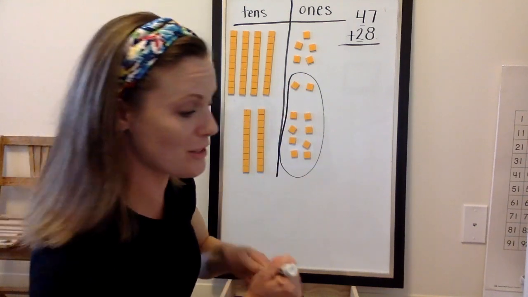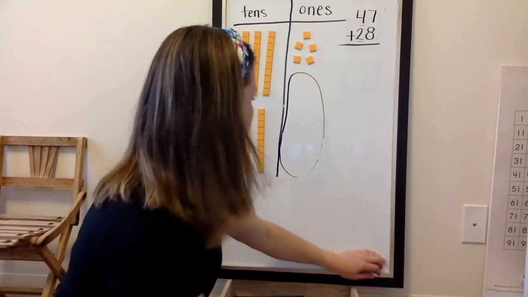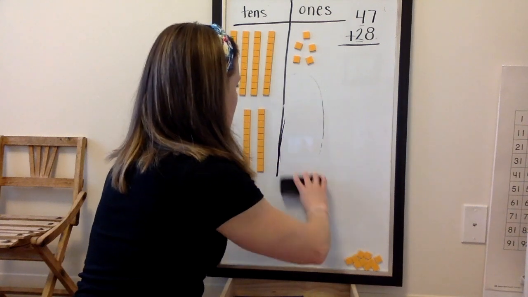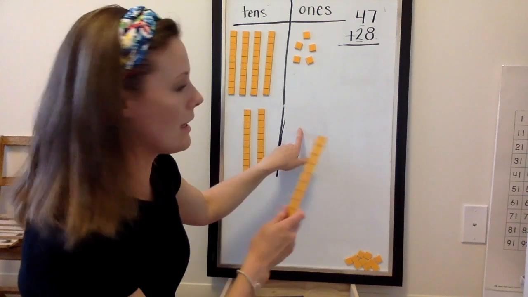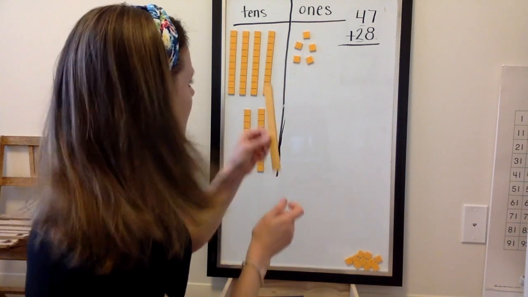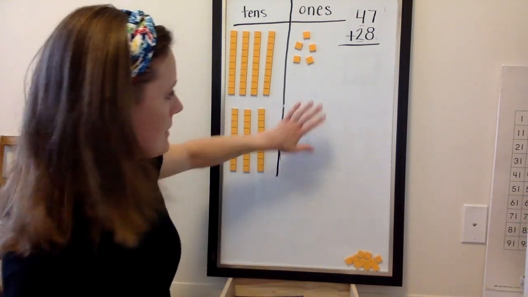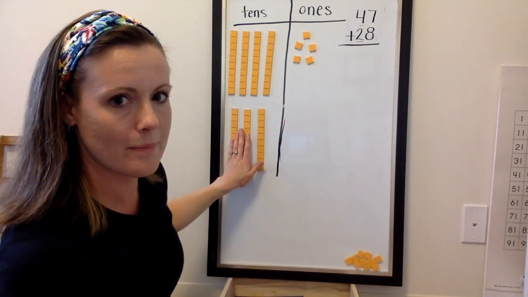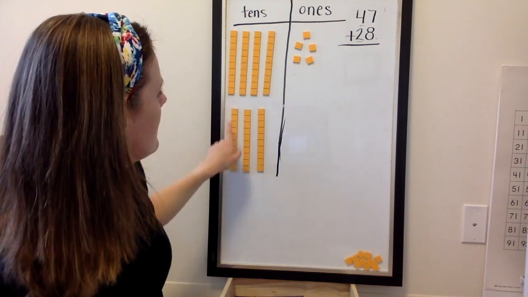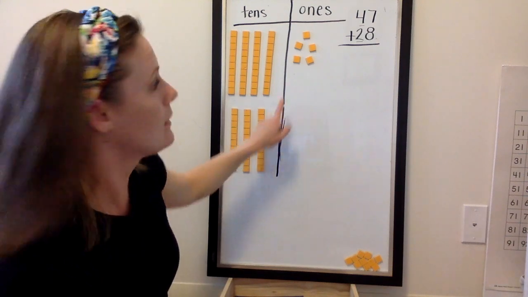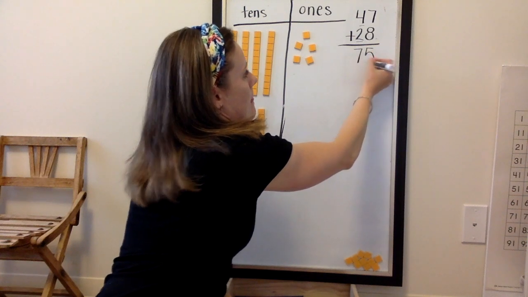and what I get to actually do is take all of these away and replace them with one of these, because 10 ones equals 1 ten. And all I'm going to do is pop it right over here, because they're now equal to 10. Let's count them together. So 10, 20, 30, 40, 50, 60, 70, 75. So my answer is 75.